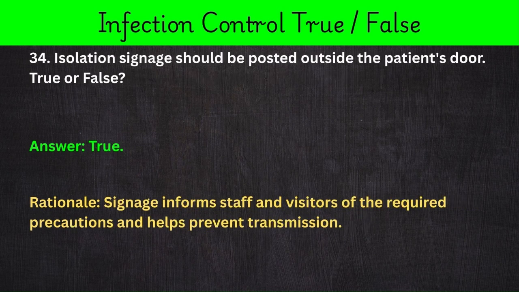34. Isolation signage should be posted outside the patient's door. True or false? Answer: true. Rationale: signage informs staff and visitors of the required precautions and helps prevent transmission.